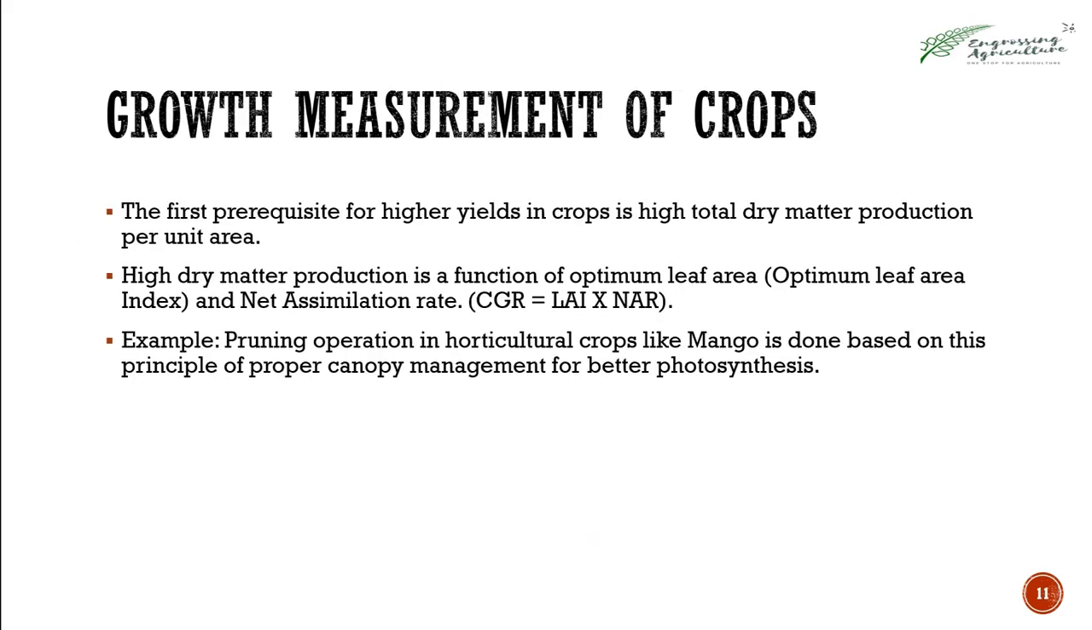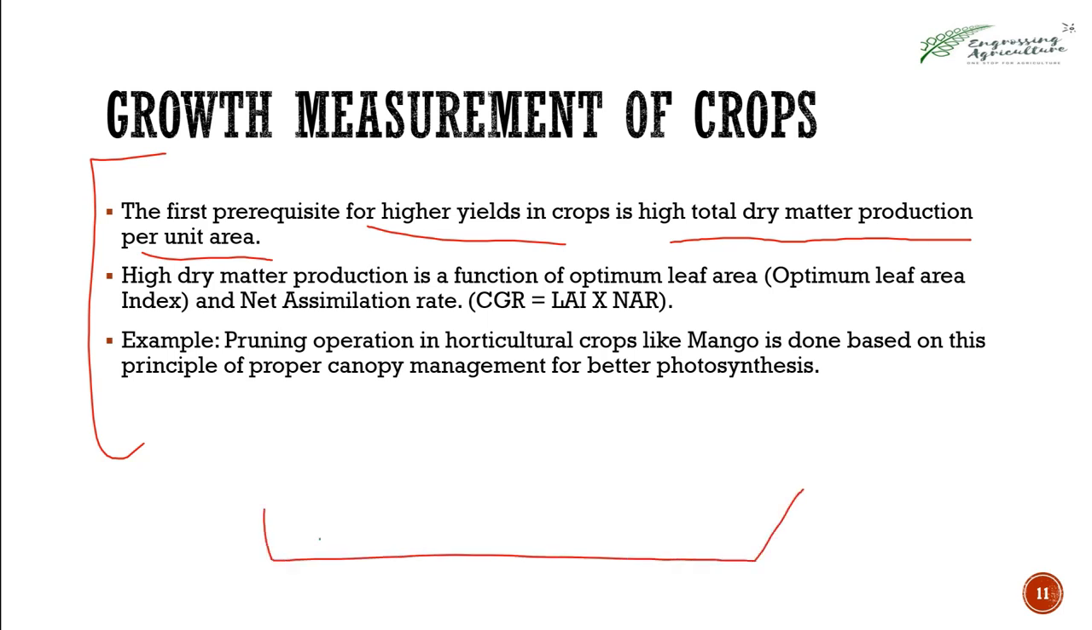Growth measurement of crops. This is important. I will explain a bit in detail here, but next it will be covered in future videos. The first pre-requirement for higher yield is total dry matter production per unit area. Means, ek field mein aap kitna crop uga sakte ho, kitna plant aapke honge, kitne leaves aur jo stem hai uska mass kitna hoga. That's your total dry matter production per unit area.